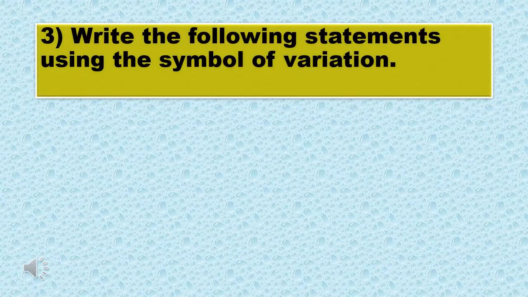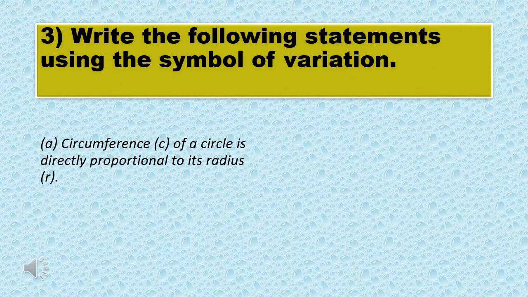Our next question is, write the following statements using the symbol of variation. I want you all to answer the questions. The first is, the circumference C of a circle is directly proportional to its radius r.